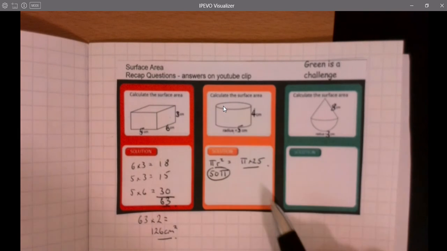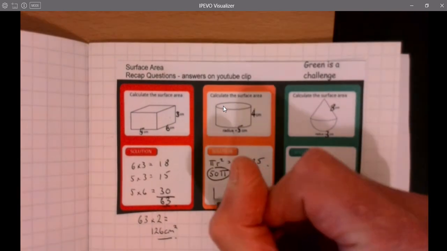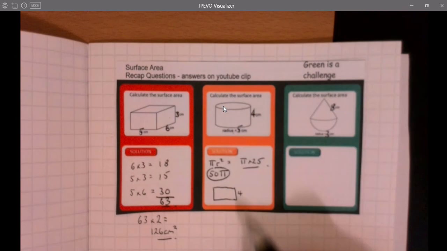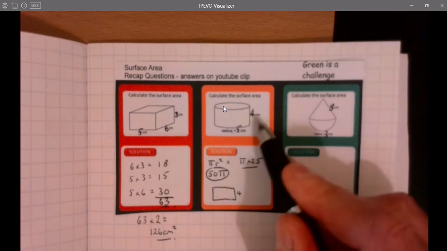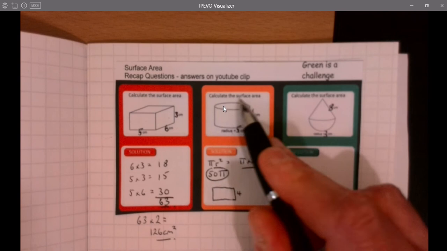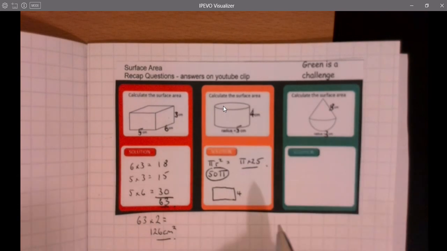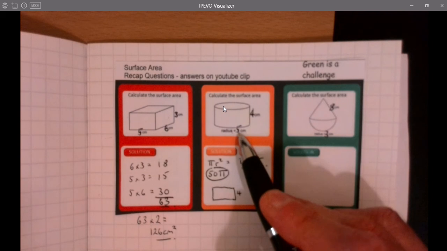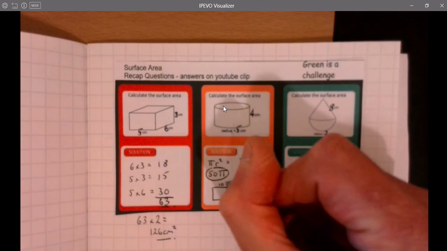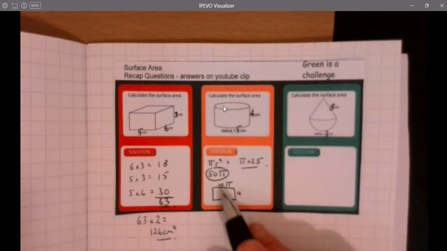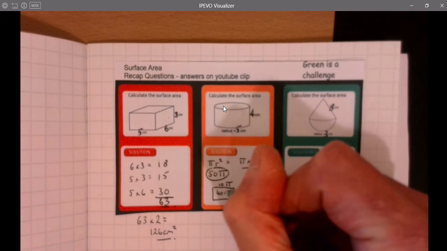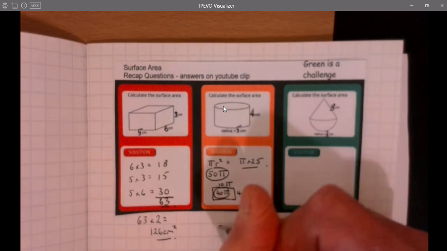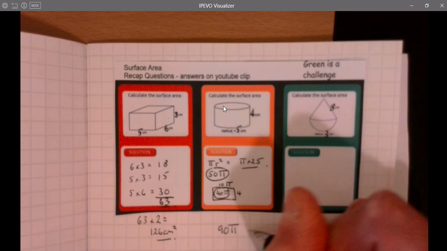And then remember, we've got this wraparound part, which is just a rectangle. And that's going to be 1 dimension is 4. Okay, that's that bit there. Then we've got the wraparound. And remember, it's the circumference of the circle. And circumference of a circle is pi times d. So it would be 10 pi. 10 pi, there we go. 10 pi times 4, 40 pi. Add those 2 things together, and we've got 90 pi centimetres squared.